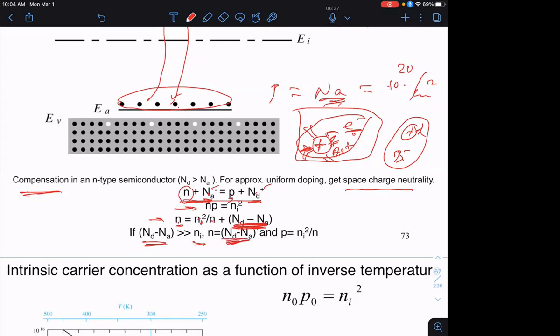So then N becomes roughly equal to the net donor concentration. And then once I get N, I can make use of this expression to calculate the minority carrier hole concentration, which would be Ni squared over N.